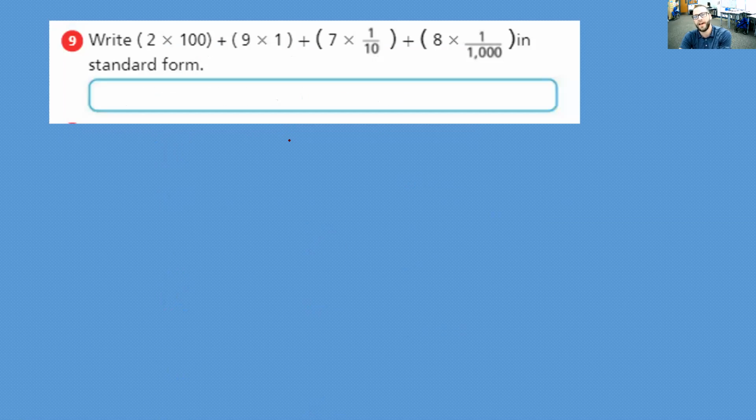Number 9, they have expanded form like that. They want you to turn it into standard form, which is a fancy schmancy way of saying normal number form. There's 2 in the hundreds place, 9 in the ones place, 7 in the tenths place, and 8 in the thousandths place. In order to make that work, you're going to have to add a couple zeros. And there's your answer.